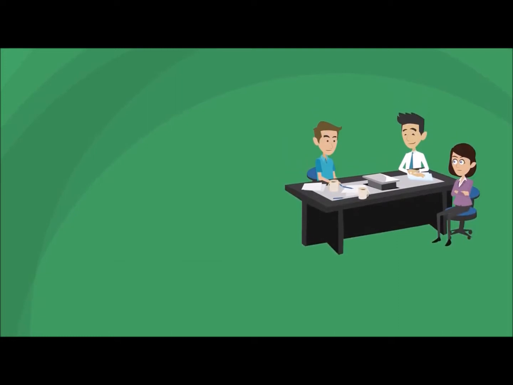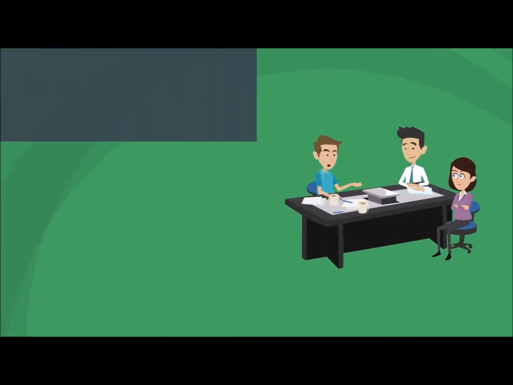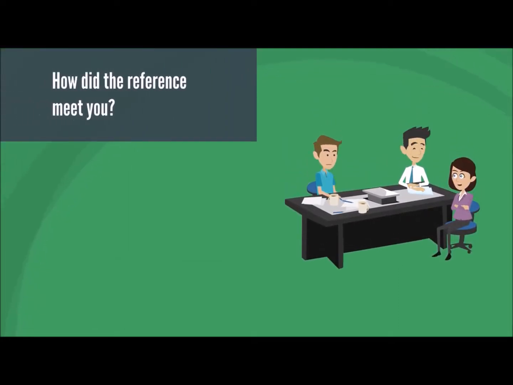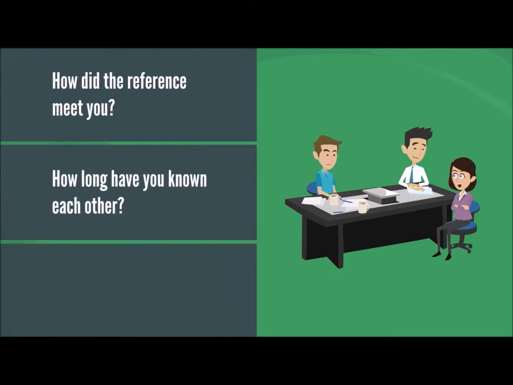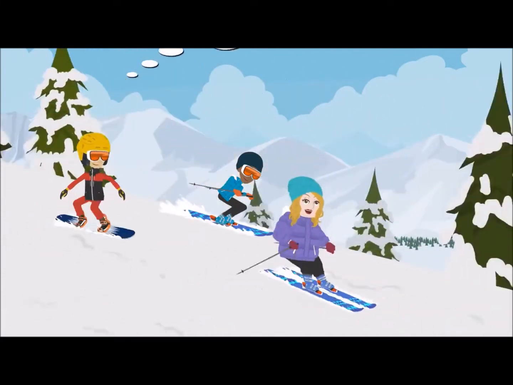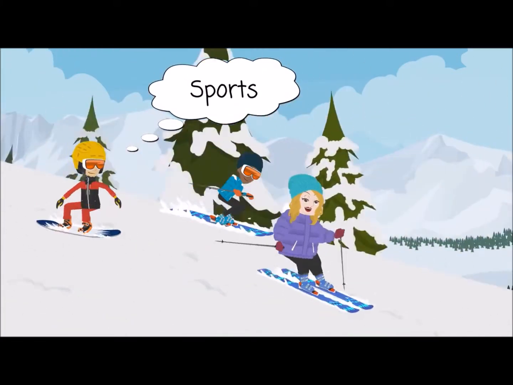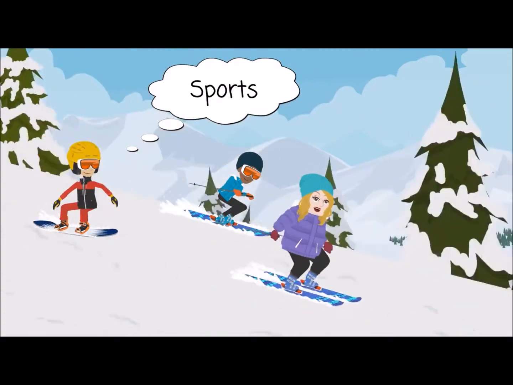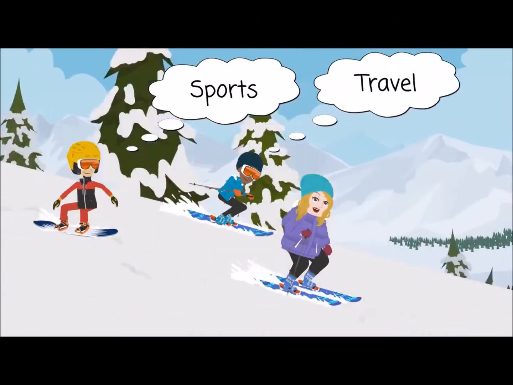The body of a personal reference letter should touch on the following points. How did the reference meet you? How long have you known each other? And why did you become friends? What sorts of activities have you attended together? Examples may include theater, sports, charities, a previous workplace, professional associations, or travel.